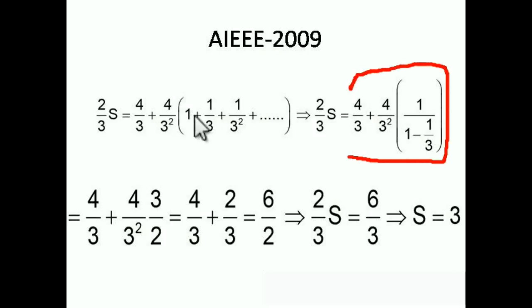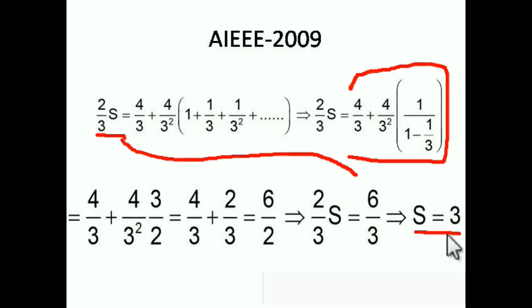Here you can see it's 4 by 3 square, a upon 1 minus r, where r is the common ratio. We all know that it's 1 by 3 here, so it becomes 3 minus 1, that is 2 in the numerator, and 3 gets cancelled out. So we are left with 4 by 3 plus 4 by 3 square into 3 by 2. Now this 2 and this 2 get cancelled out, 3 gets cancelled out, so we are left with 4 by 3 plus 2 by 3, that is 6 by 3, that is 2. So we have 2 by 3 S equals 2, so S is equal to 3. This is my answer. S is equal to 3 is my answer.